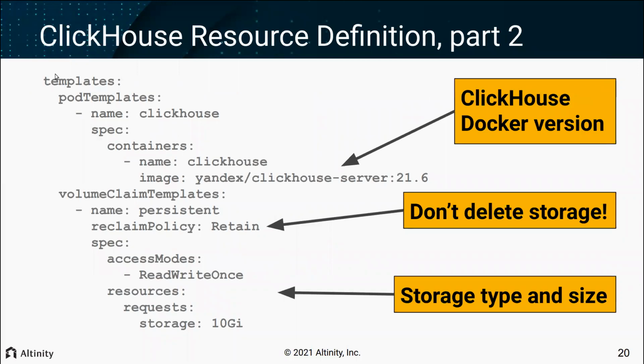So then under the templates, we see the further definitions of, first of all, the pod. So this is saying, hey, I want to run ClickHouse. I want to run version 21.6. This is the Docker server that comes off the community builds, which are created by Yandex. And so it comes off their Docker Hub repo. And then we have what I call volume claim templates.